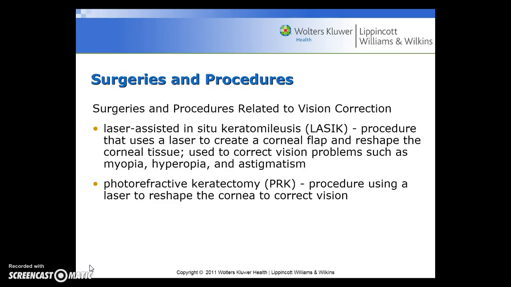Common surgeries and procedures related to vision correction are LASIK, and that stands for laser-assisted in situ keratomileusis, and that's the procedure that uses a laser to correct the corneal flap and reshape the corneal tissue, and it's used to correct vision problems such as myopia, hyperopia, and astigmatism. PRK, photorefractive keratectomy, is the procedure using a laser to reshape the cornea to correct vision.